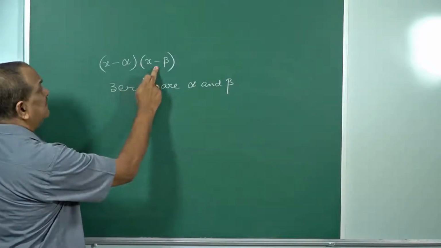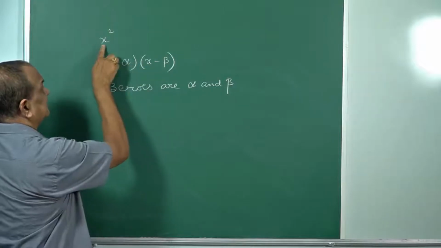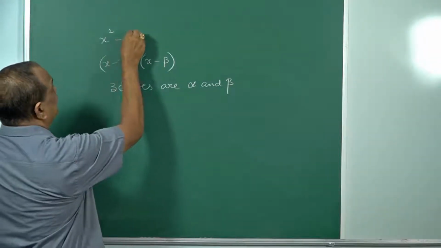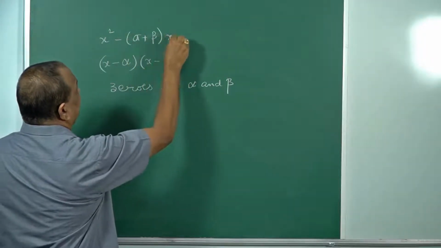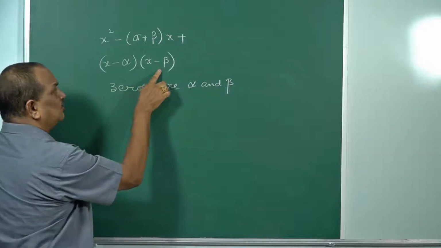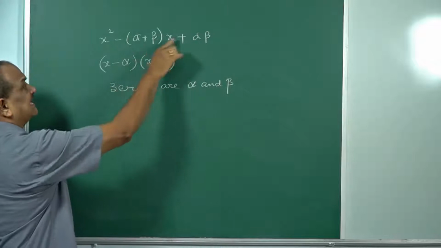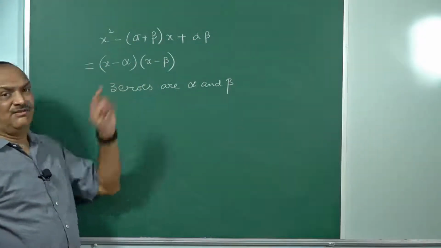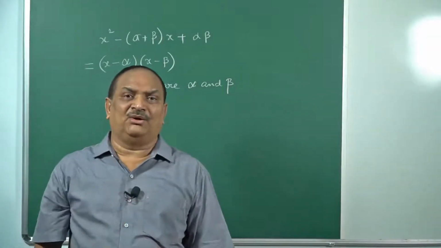When you multiply these two, what is the form? x times x is x square, minus alpha x and minus beta x. So minus alpha plus beta times x, and the product of these two is alpha beta. So this expression is equal to this one. And when you look at this form, you can say that alpha and beta are the zeros of that polynomial.